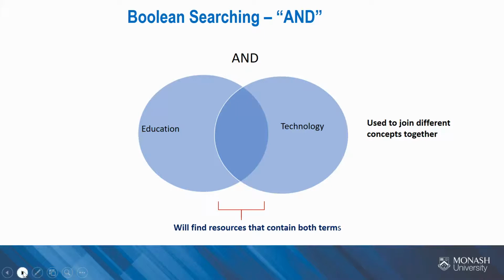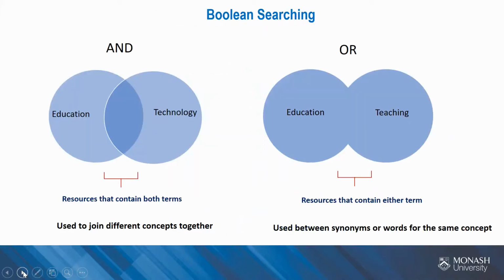Looking at the slides together, we can compare the OR function and how it will retrieve items with the AND function. Using AND will retrieve only items that contain both words, so the shaded area, and OR will retrieve items with either word or both words.